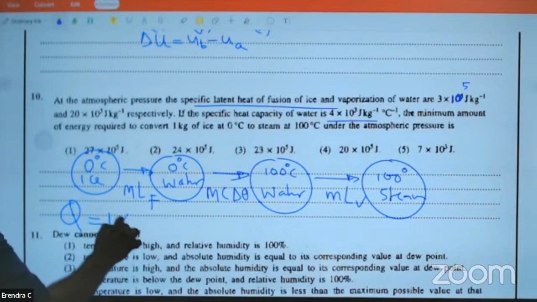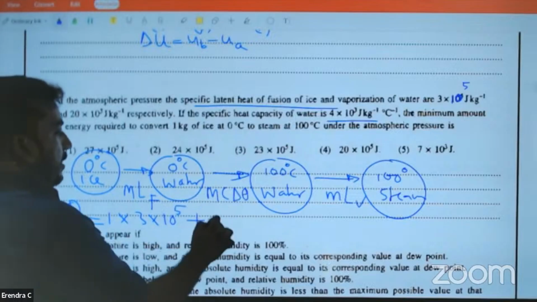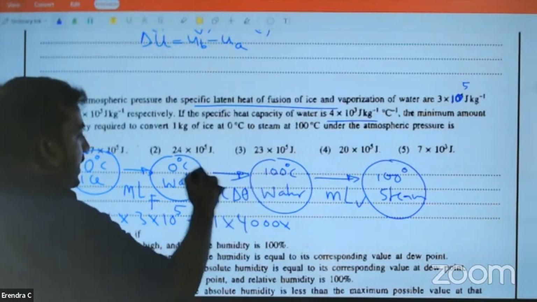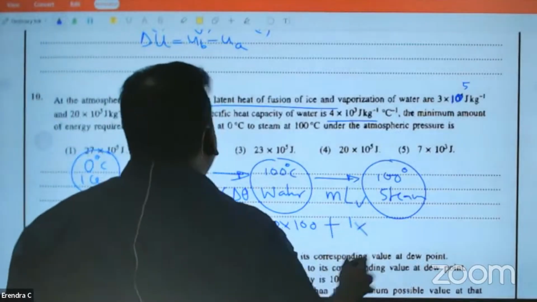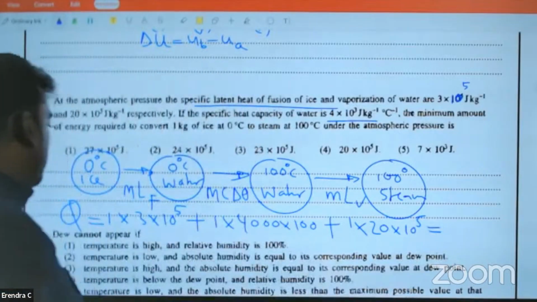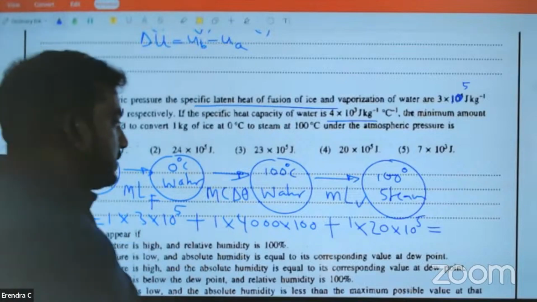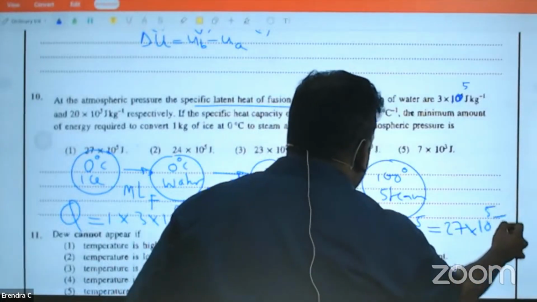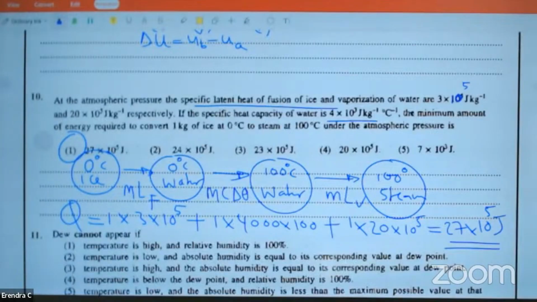Mass is given as 1 kilogram, so 3 × 10^5, plus mC delta theta: 1 times 4000 times change in temperature, delta theta is 100, plus mass 1 kilogram times L_V equal to 20 × 10^5. Add everything: 4, 3, 7; 7 and 20, 27. So 27 × 10^5 joules. Do you have an answer like that? Yes, answer number 1.